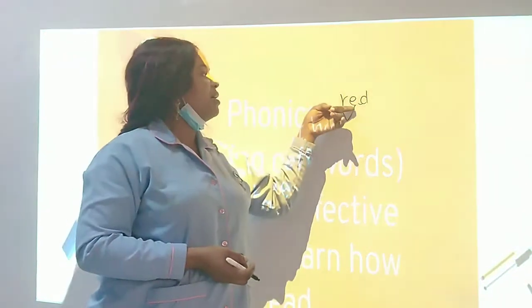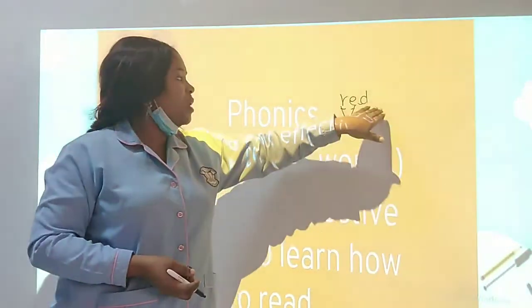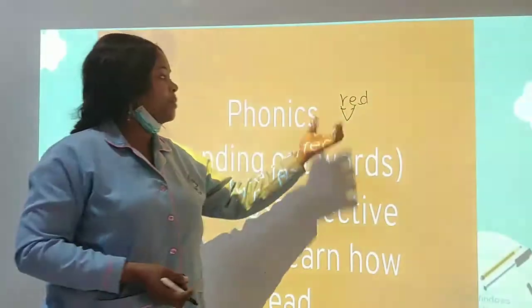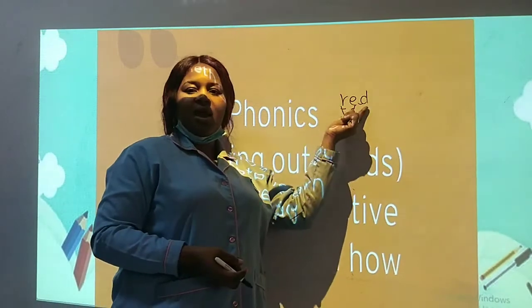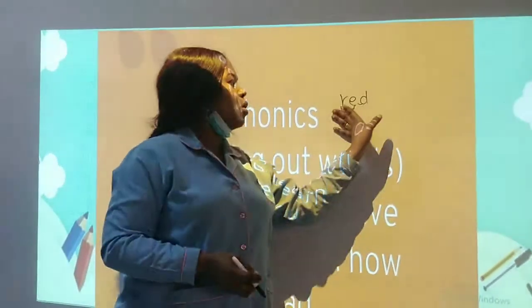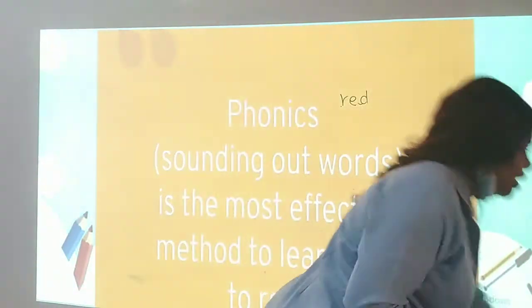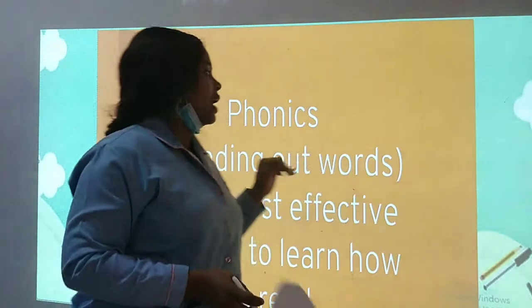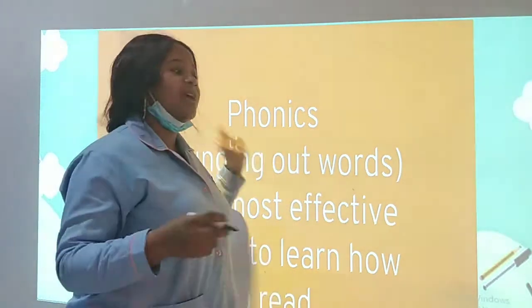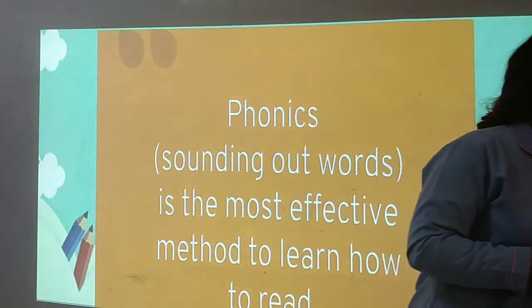Red. Red. Okay, you bring these three together. You blend these two, add the last one, and you have the word red. Is that understood? Did I make any sense? Okay, so for this video not to be that long, I'll just take that one example. When you come to school, we will explain better because we want to improve your reading.